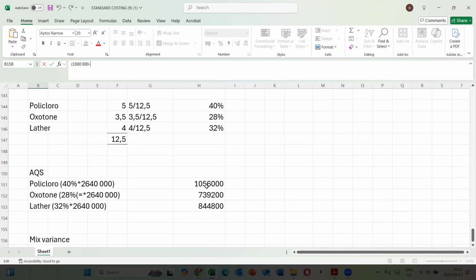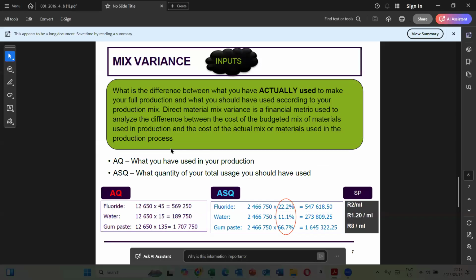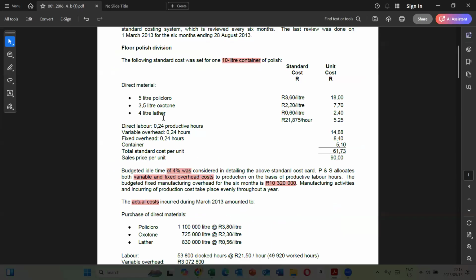Why is this one too big? Oh, this is 1,056,000. Okay, cool. It's supposed to be within the range, right? It's not supposed to be too big. Then you multiply with our standard price. Right? So in regards to this, what is the standard price?